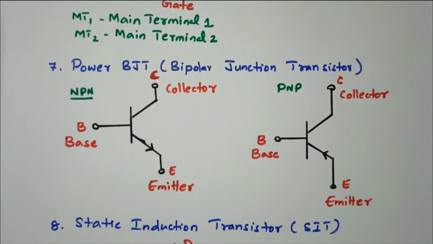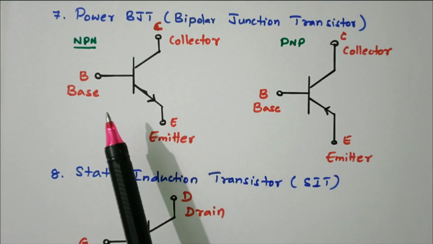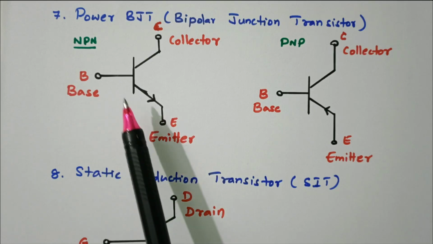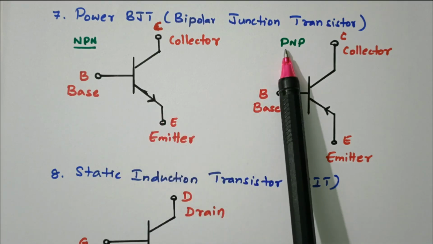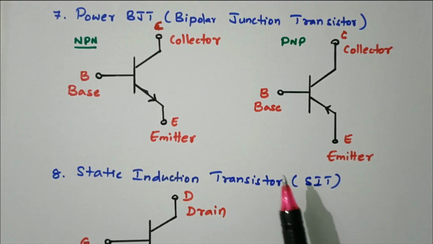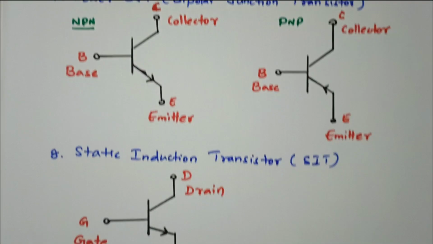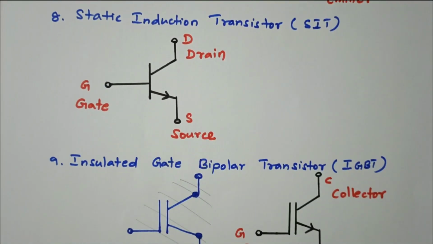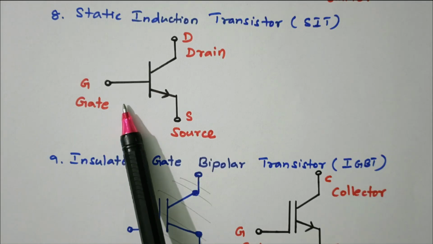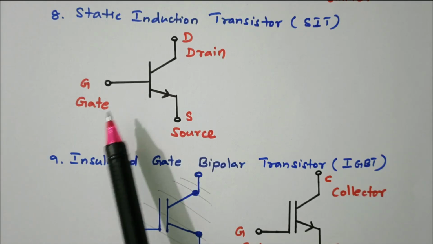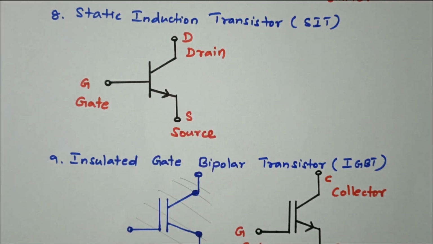Then we'll go to the power BJT, bipolar junction transistor. We know the BJT terminal symbol. We have base, emitter and collector. There are two types available. NPN, the arrow is going outside. PNP, the arrow is going inside. Three terminals are available. Then static induction transistor, SIT. Here the symbol is almost the same as the transistor, but the terminals are different. Gate, source and drain are available.